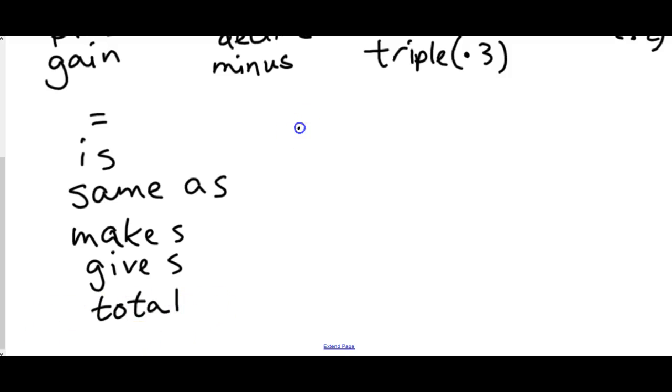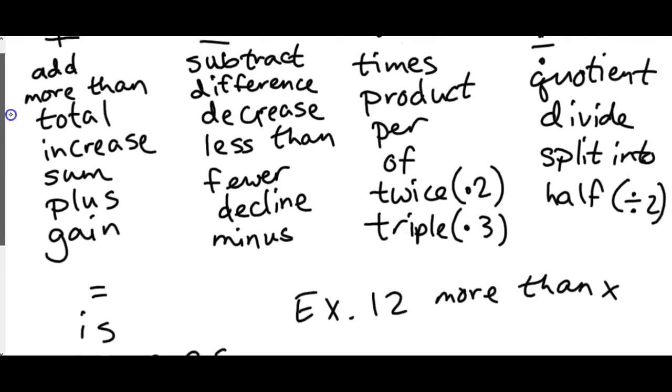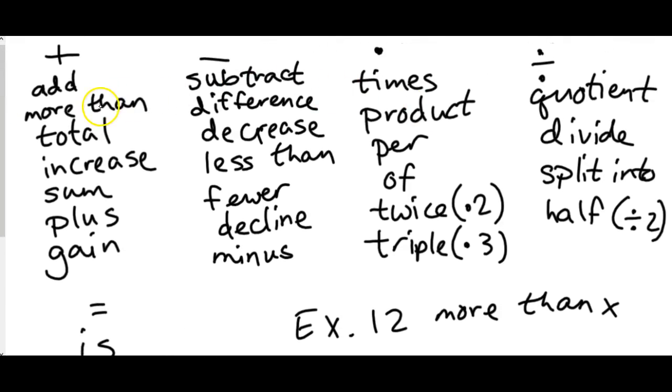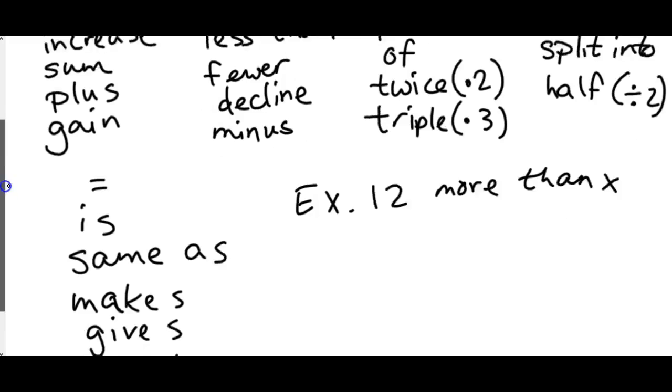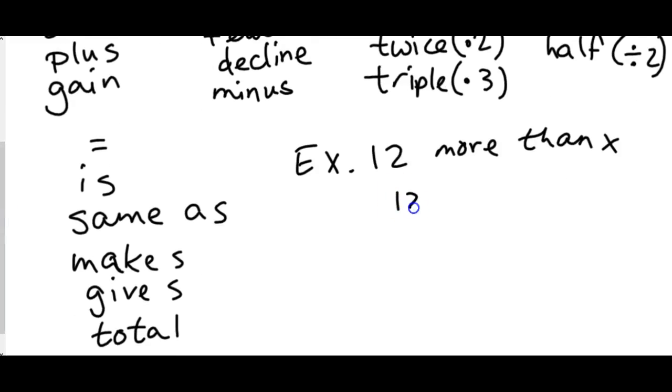So for example, 12 more than x. We know more than means, looking at our list again, more than is over here at plus. So we can do 12 plus x.